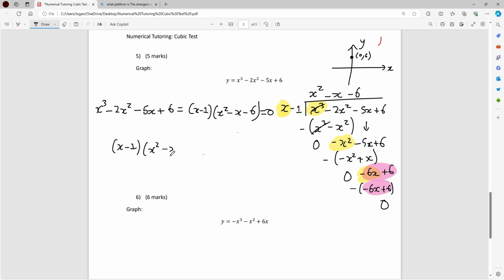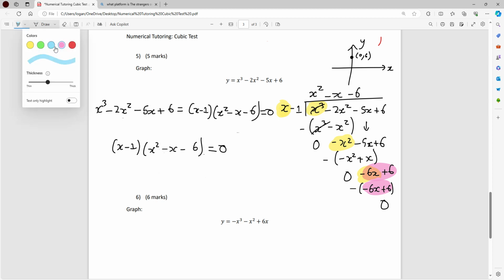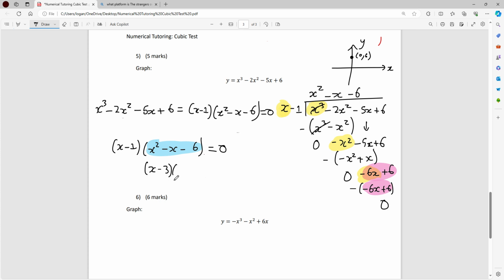Okay, so what we do is we ask ourselves, in this quadratic expression here, what two numbers multiply to give minus 6 but add to give negative 1? I can think of 2 and 3. So I'll get x minus 3 and x plus 2. Negative 3 times 2 gives you negative 6, and negative 3 plus 2 gives you negative 1. So that works. So this is the cubic fully factorized.